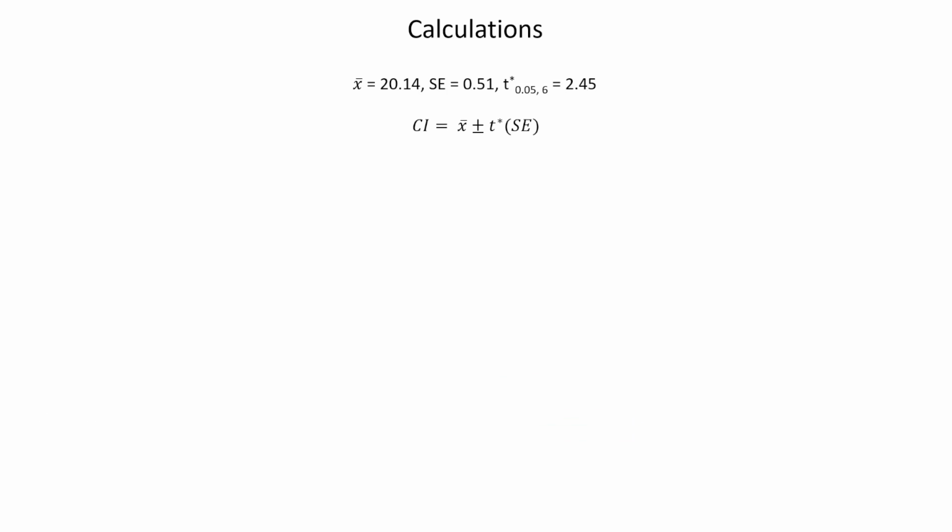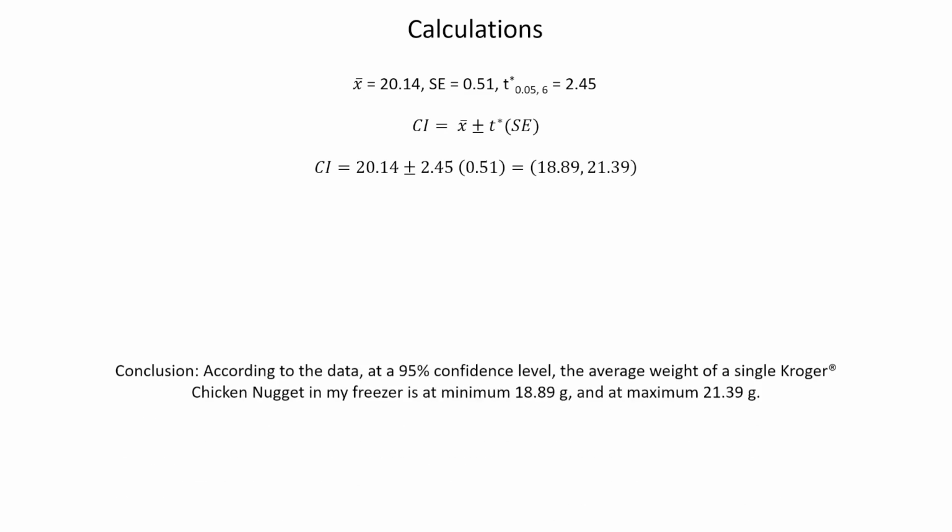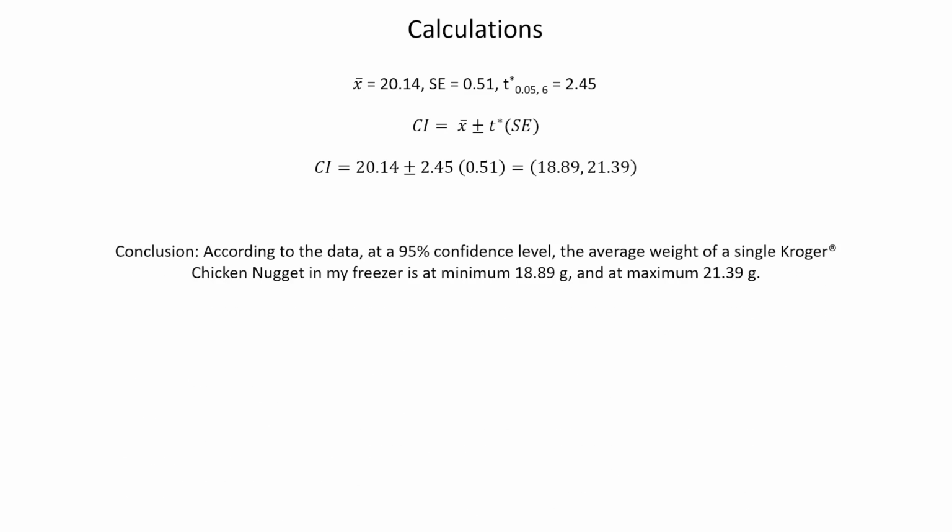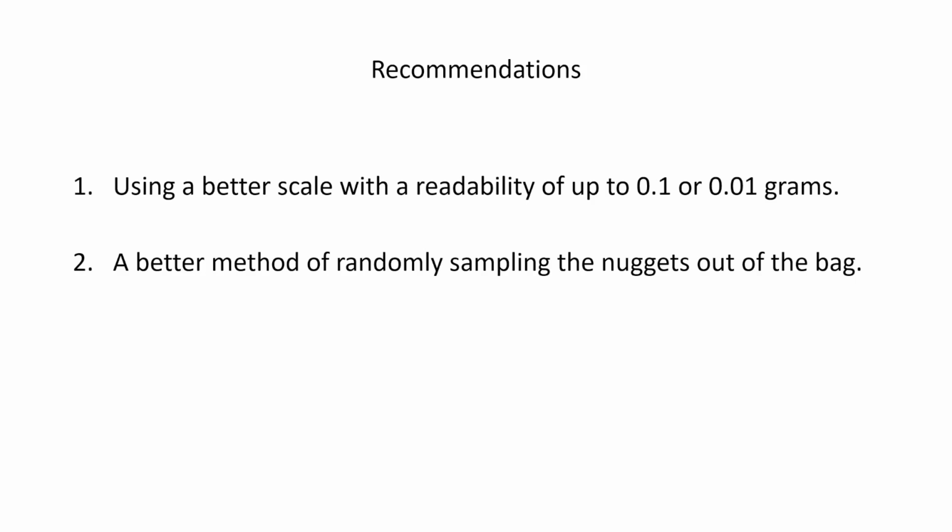With that, we can calculate the confidence interval. On the interval, we get 18.89 to 21.39. And interpreting this, we can conclude that according to the data, at a 95% confidence level, the average weight of a single Kroger chicken nugget in my freezer is at a minimum 18.89 grams and at maximum 21.39 grams.